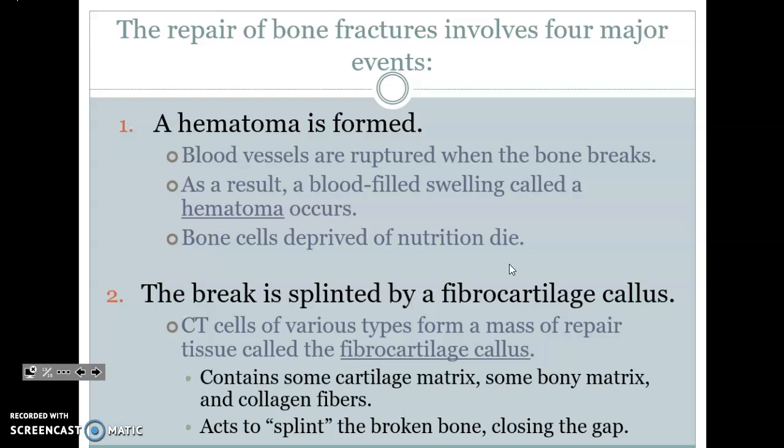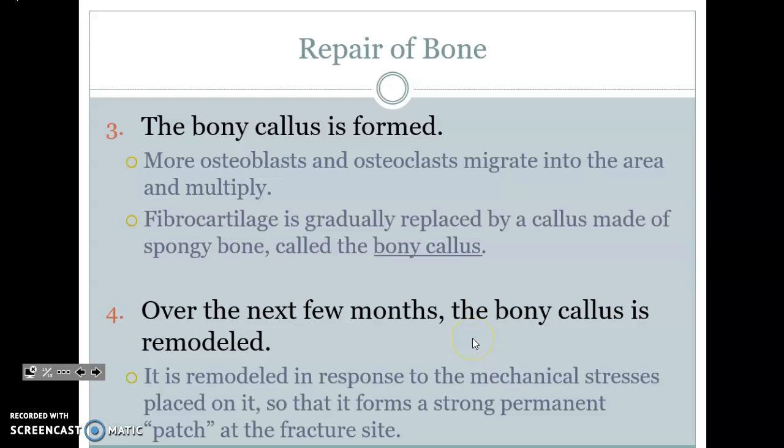Second stage is the break is splinted by fibrocartilage callus. So this is kind of like a scab building up on there. And we talked about in the skin how you had those fibroblasts that moved over into the wound to help with the healing process. That's the same kind of thing that these fibrocartilage particles in the callus are doing here. It's building some bony matrix and collagen, just like the fibroblast did in the skin, and that's speeding up that healing process so that the bone can start building itself back up again.